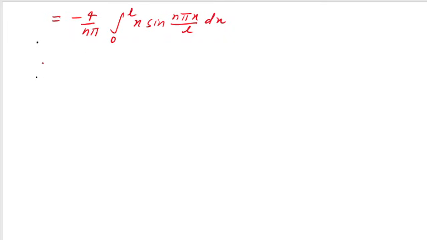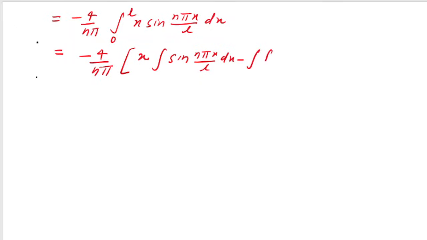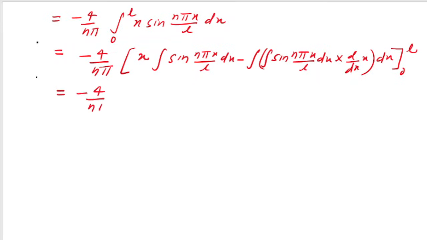But as you know, we have to apply integration by parts again. So I write minus 4 by n pi, and this time I am going to write the steps directly. So x, or let me write the whole steps, sine n pi x by L dx, minus integration of sine n pi x by L dx into differentiation of x, and then the entire thing is integrated with respect to x. Limit is 0 to L. So this will give me what? This will give me minus 4 by n pi.